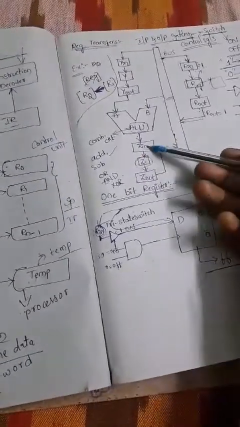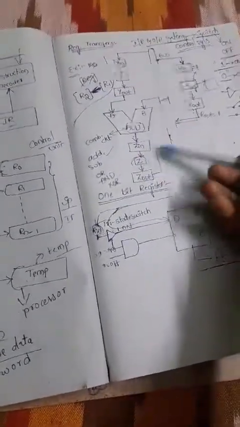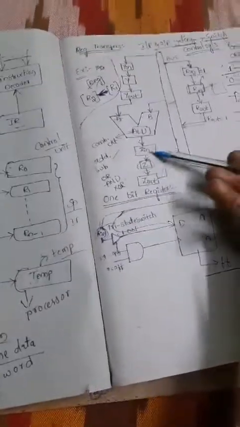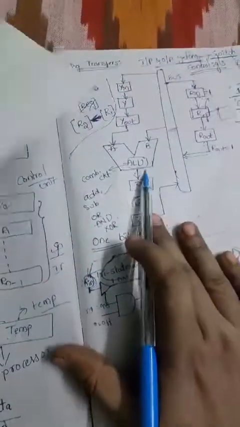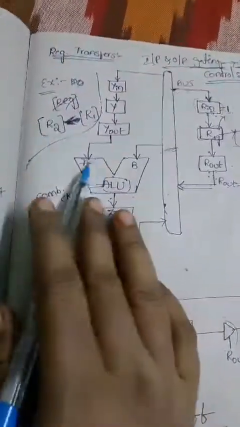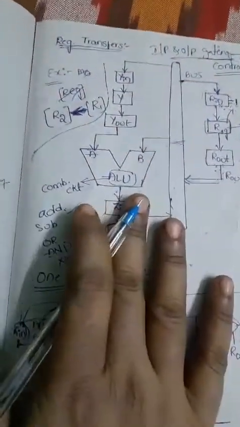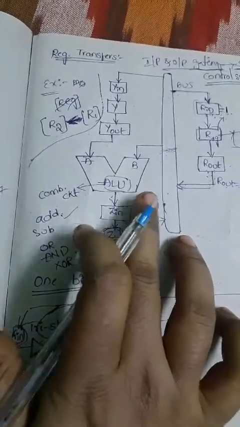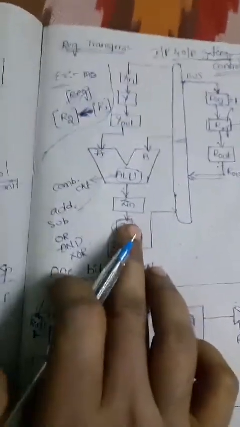So Z again has an input path and an output path, no? The input is collected from the ALU, and after that it will be given to the CPU bus. If you take the subtraction operation, A and B are the two inputs. While doing subtraction, we'll get the result here, and that result will be placed in this Z register.